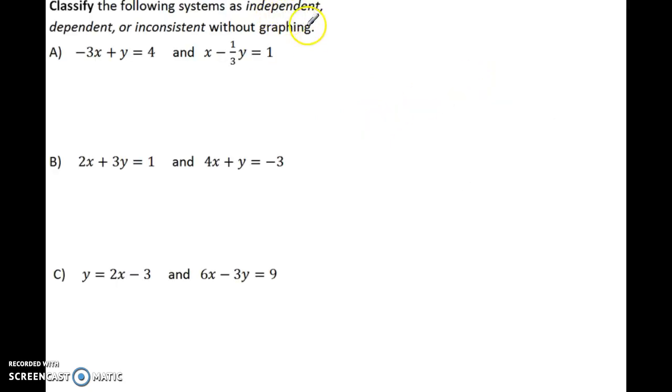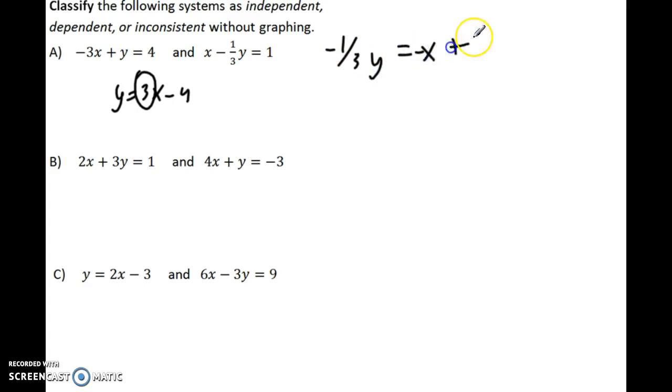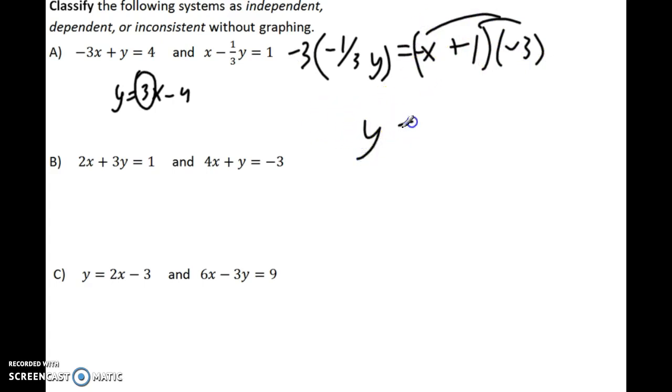Now classify these without graphing. So, this is a little tougher here. You might want to consider solving these for y. So y equals 3x minus 4. So the slope is 3. Y-intercept is -4. If you solve this one for y, you get -1/3 y equals -x plus 1. Divide by a third, or maybe it'd be easier to multiply everything by -3. So I get y equals positive 3x minus 3.